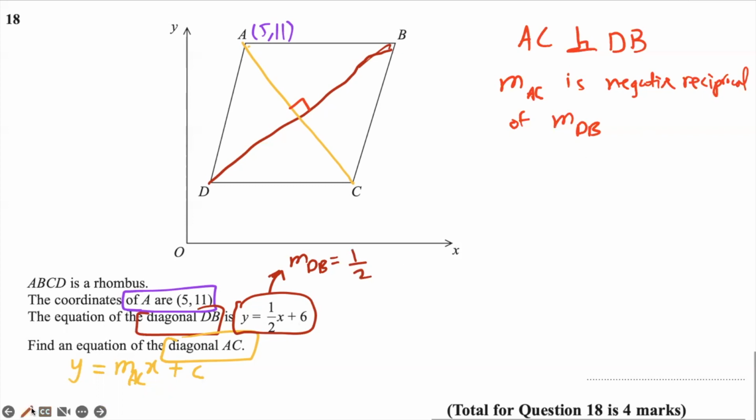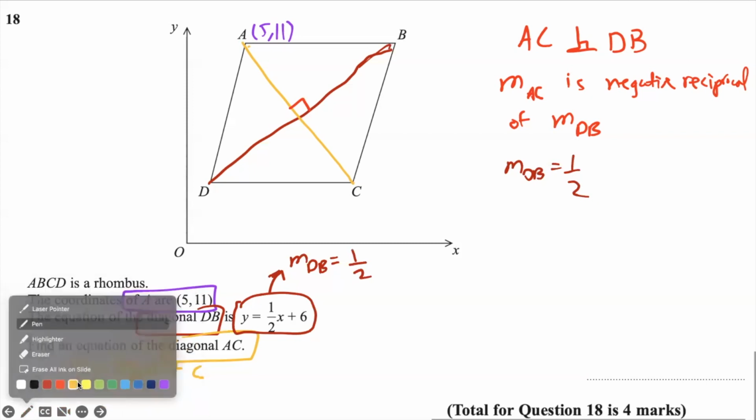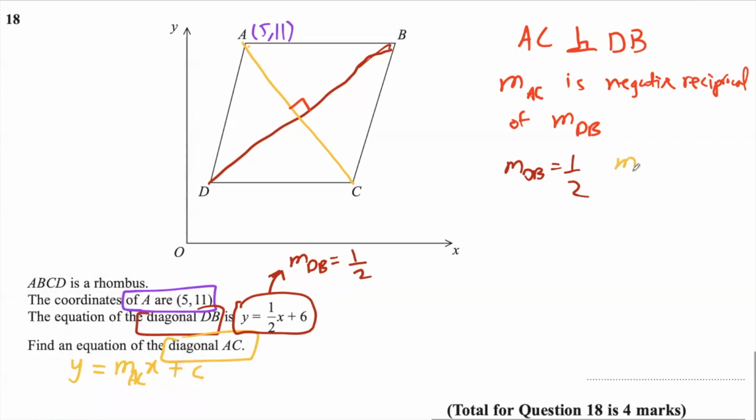Okay, so we now know that the gradient of DB is 1/2. So if m DB is 1/2, then m AC is going to be the negative reciprocal of it, which means reciprocate the number, so 2/1, which is 2, and make it negative, or change the sign. Negative reciprocal just means opposite sign. So if it's 1/2, then it's going to be -2. The gradient of AC is going to be -2.